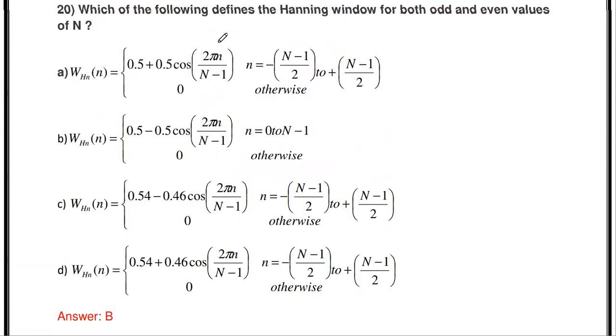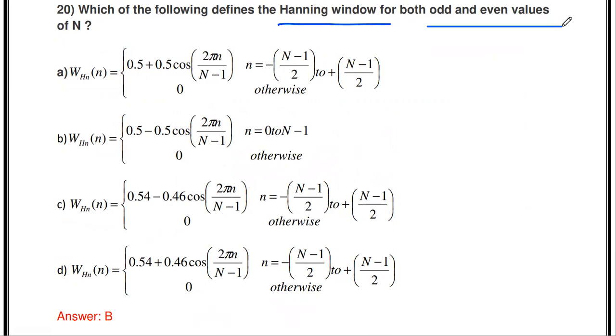Then the next one: which of the following defines a Hanning window for both odd and even values of N? If the N value is even and odd, which one is the definition of the Hanning window? Already you know this is the definition of a Hanning window if the capital N is odd, for example N equal to 5, 7, 9, 11. Only this formula will obey that.